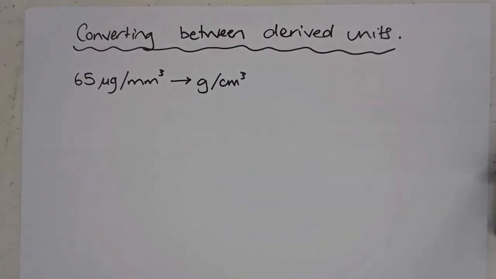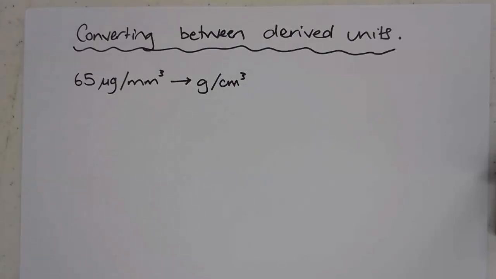Hi boys, a quick video here on converting between derived units in physics. So I've written a sample question here. This is a very straightforward one in terms of how it's laid out. Sometimes you might get a wordier question where you need to find some of this information for yourself. But this question basically says, convert 65 micrograms per millimeters cubed to grams per centimeter cubed.